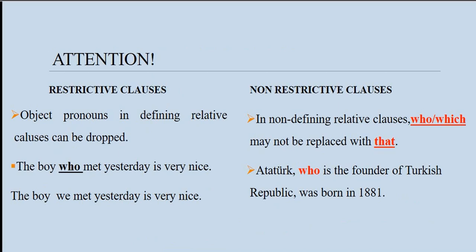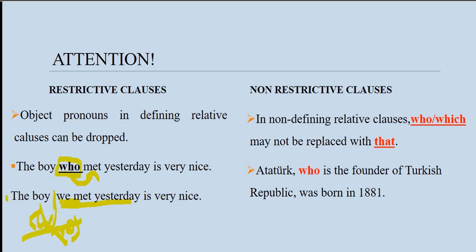So here is an attention part. In restrictive clauses, object pronouns in defining relative clauses can be dropped if it is the object of the sentence. For example, the boy who met yesterday is very nice. You cannot drop who here because it is the subject of the verb meet. But in the second sentence, the boy who we met yesterday is very nice, there is a secret who, let's say. After the relative pronoun, there is a subject and verb, a full sentence. So if there is a full sentence, then you can drop it. It doesn't matter if you use it or not.